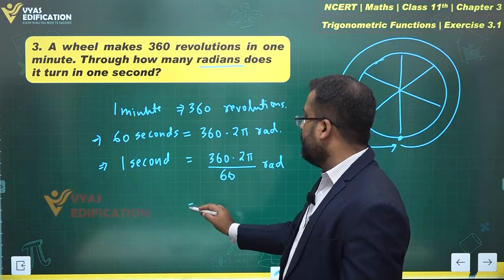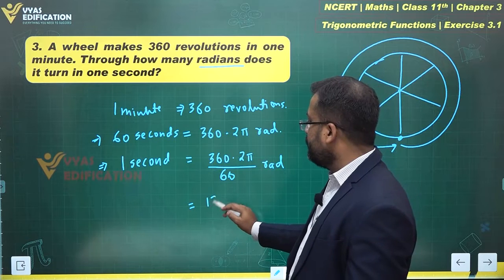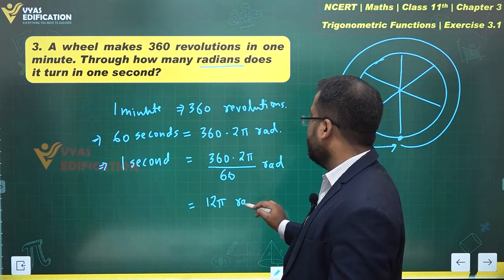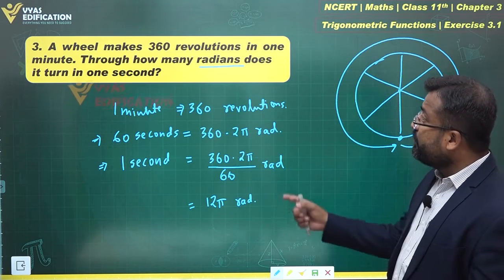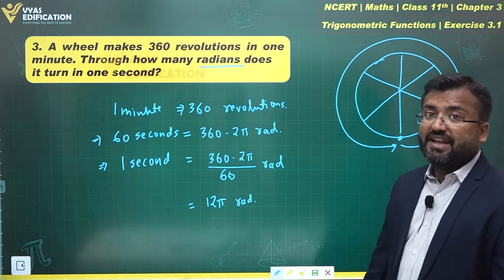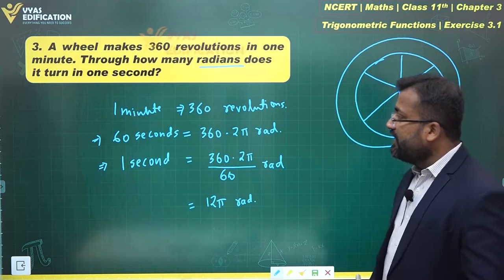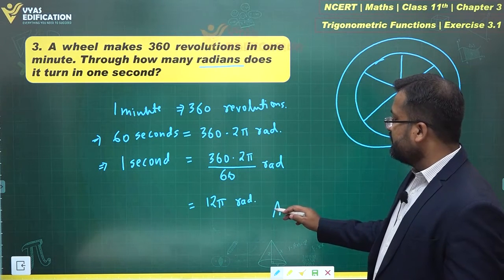Now what is that equal to? 360 divided by 60 is 6, and 6 times 2 is 12 pi radians. In 1 second, the wheel rotates by 12 pi radians. That's what you can see over here, and this is my answer for this question.